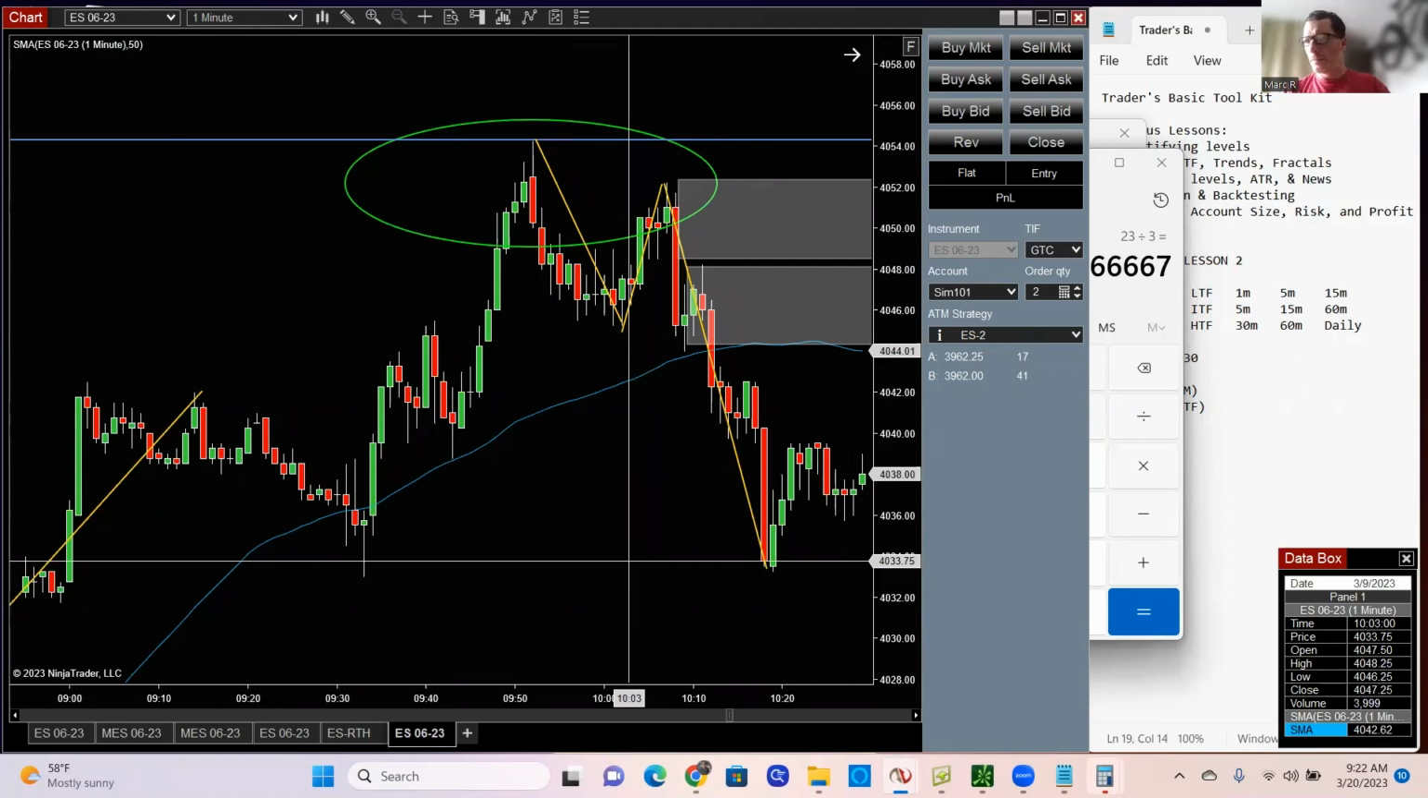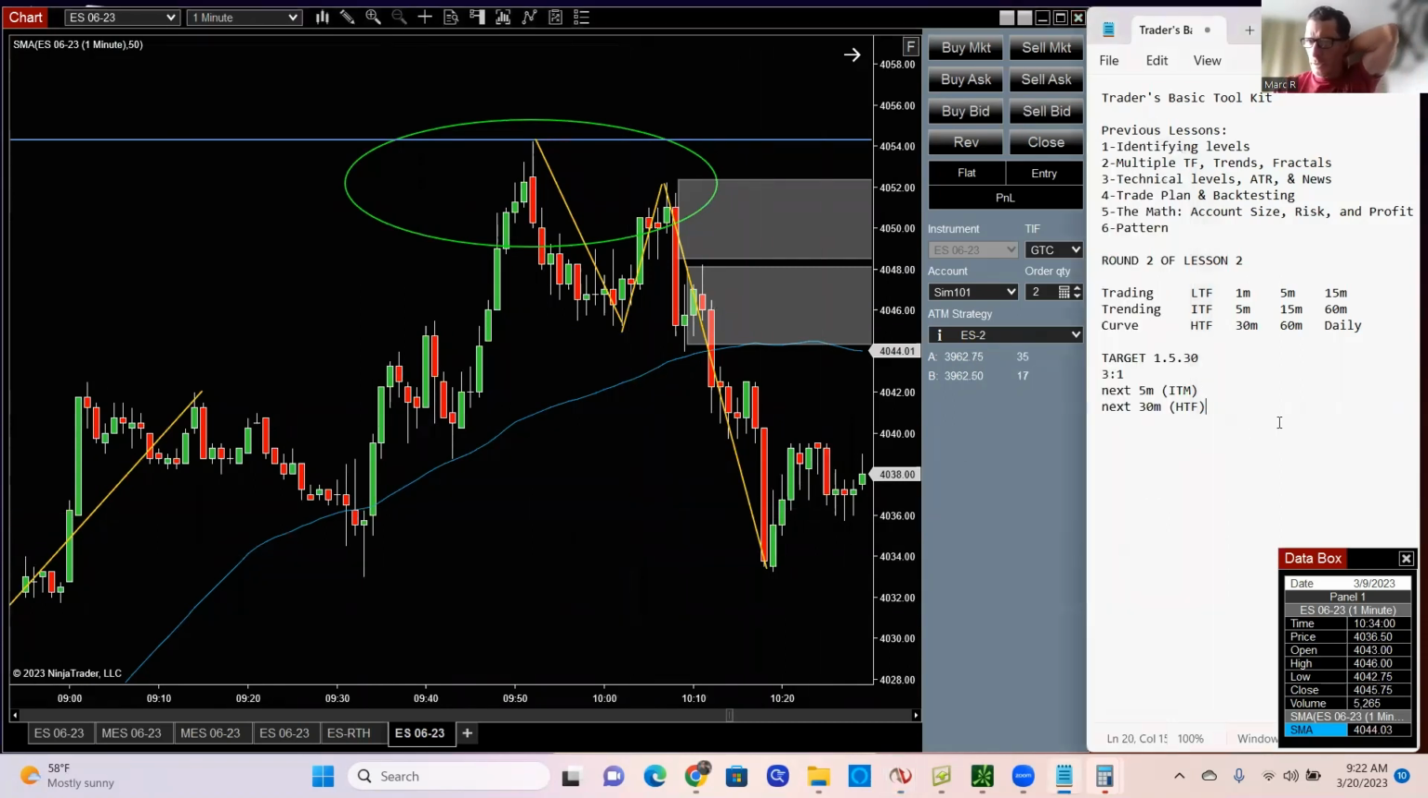All right, I'm going to wrap that up. Trend. We did that. Fractals. A lot of this, just by the nature of flipping in and out of the time frames, is also a lesson in fractals right here.